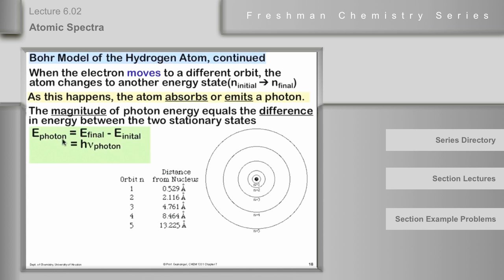So E of the photon in the process of relaxation of the atom downwards is equal to E final minus E initial, and if the electron's moving down, it's releasing energy as photons, and E of the photon is equal to h nu. And if we want it in terms of the wavelength, it's hc over lambda. So the energy of the photon is, in magnitude, equal to the energy difference experienced by the atom, delta E of the atom. We'll see more about that in just a minute.